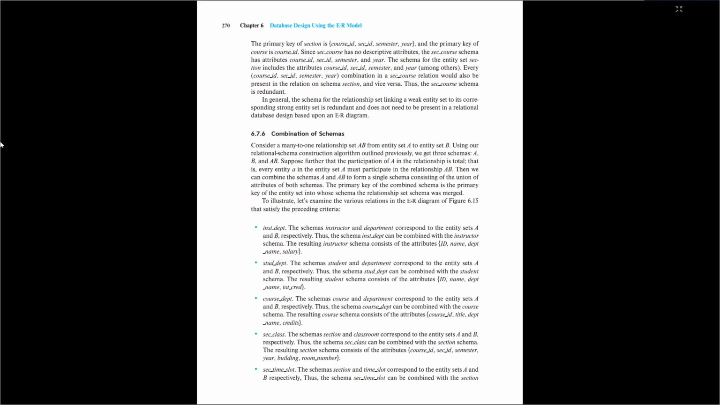Using the E-R model, the primary key of section is course_id, sec_id, semester, year, and the primary key of course is course_id. Since sec_course has no descriptive attributes, the sec_course schema has attributes course_id, sec_id, semester, and year. The schema for the entity set section includes the attributes course_id, sec_id, semester, and year, among others. Every (course_id, sec_id, semester, year) combination in a sec_course relation would also be present in the relation on schema section, and vice versa. Thus, the sec_course schema is redundant.